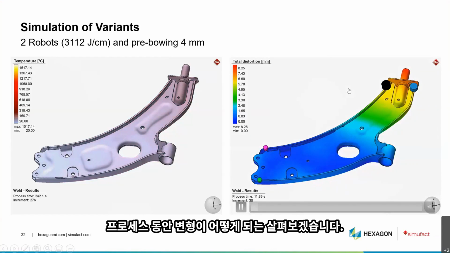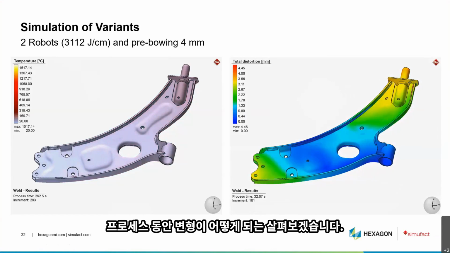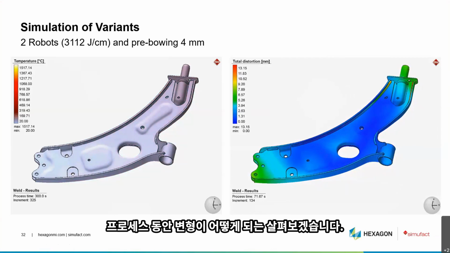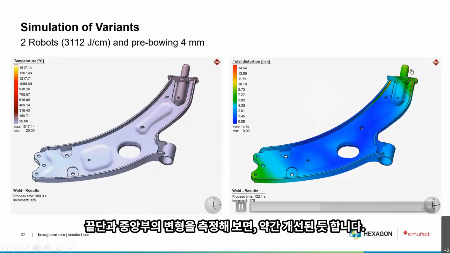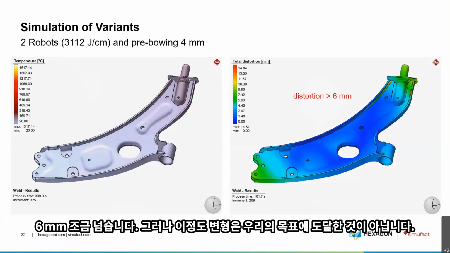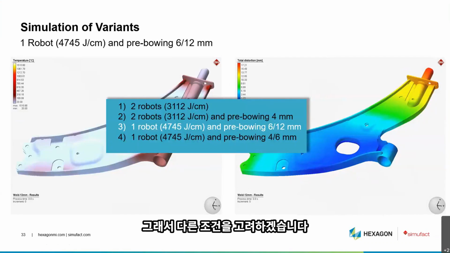So now we see how the distortion changes during that process. And again, if we measure the distortion between here and here, we end up with a little bit of improvement, slightly more than 6 millimeters, which still is maybe not where we want to go. Okay, so we think of further variation of the process.